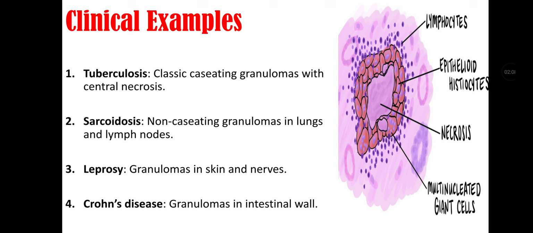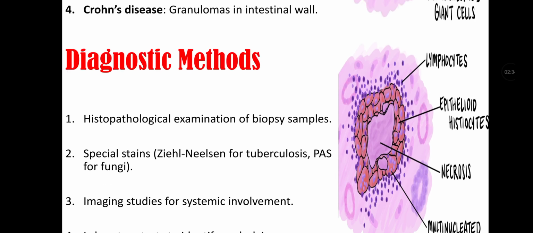Clinical examples. Examples of granulomatous inflammation include tuberculosis, which has classic caseating granuloma with central necrosis. Second example is sarcoidosis, which has non-caseating granulomas in lung and lymph nodes. Third example is leprosy, with granulomas in skin and nerves. Fourth example is Crohn's disease, with granulomas in the intestinal wall.